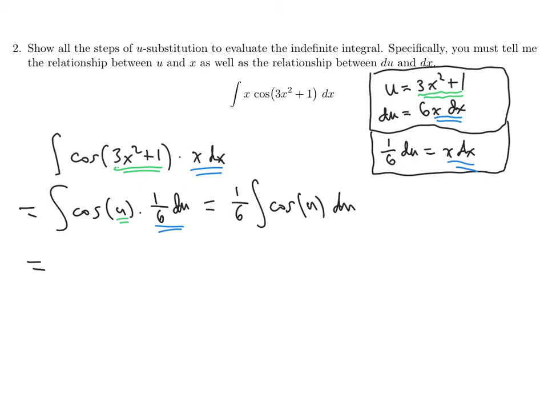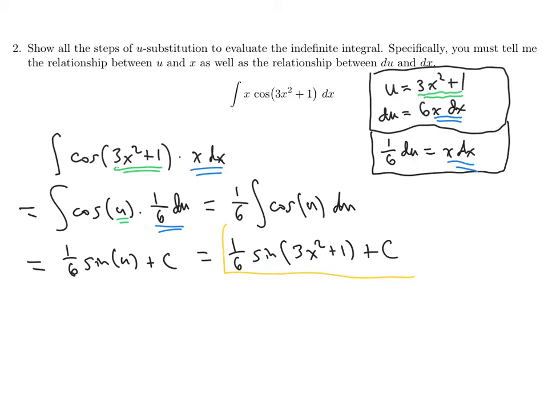The antiderivative of cosine is just sine. And then I always want my answer to be back in terms of the original variable. So my very last step will be to put 3x squared plus 1 back where the u's were. And so this will be my final answer.